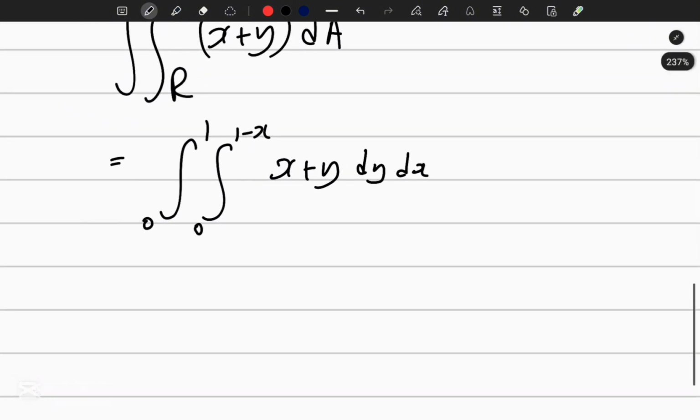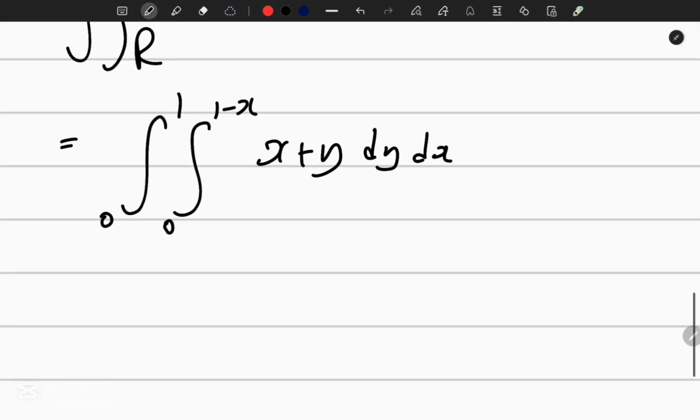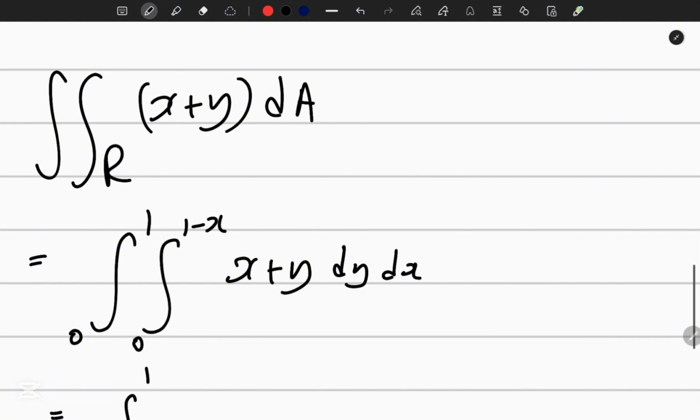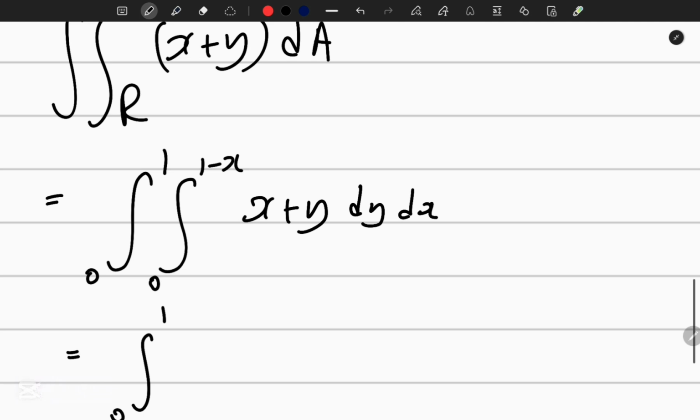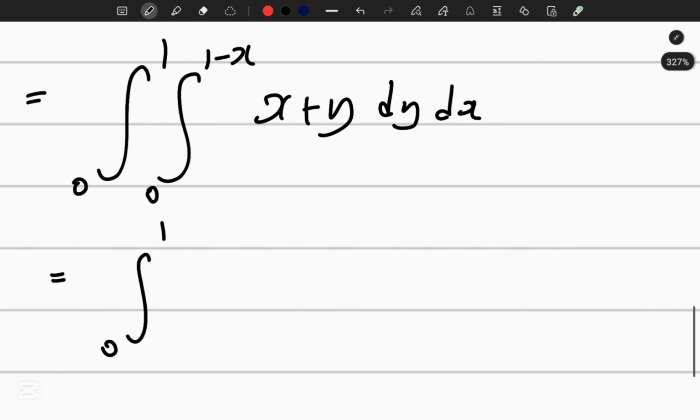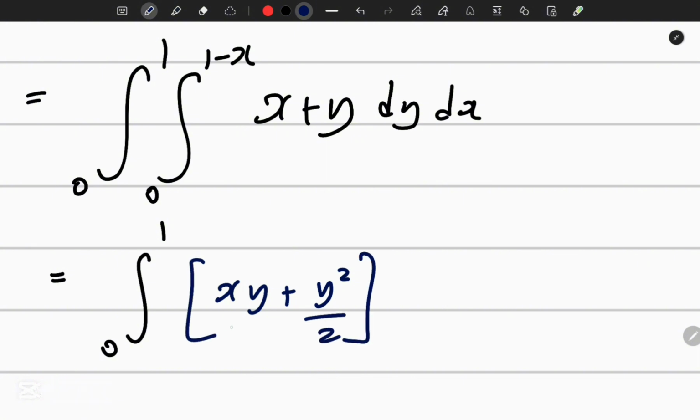So let's do the integral. This is 0 to 1. Now I have to integrate x plus y with respect to y. When I am integrating with respect to y, x is just a constant. So when I integrate this with respect to y, this becomes xy plus y squared over 2. I will continue this in blue color. Now I have to plug the limits: 1 minus x, and 0.